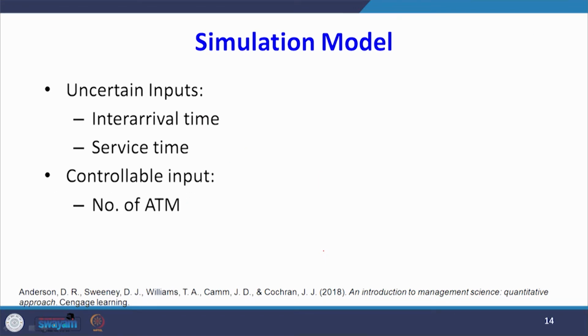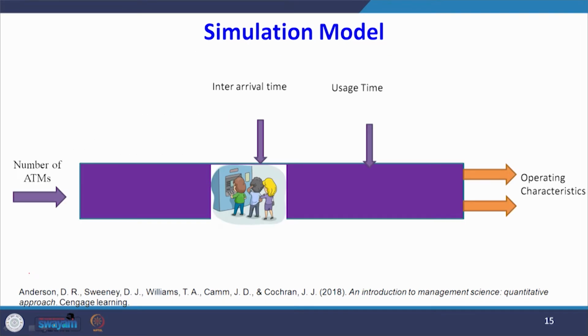So, in the simulation model, what are the uncertain inputs? Inter arrival time and service time. Inter arrival time follows a uniform distribution, service time follows a normal distribution. Here the controllable input is the number of ATMs. Now, we are going to work out this model. If there is only one ATM, can the service requirement of waiting time less than 1 minute be achieved or not? If it is not achievable, then we have to suggest 2 ATMs.